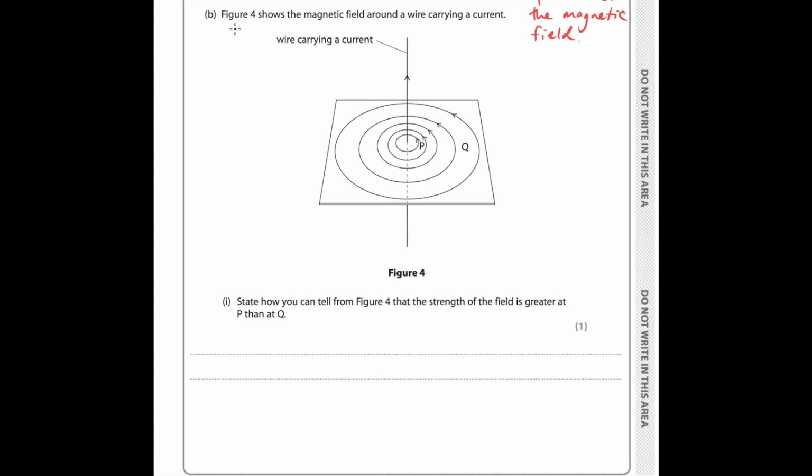Part B. Figure 4 shows the magnetic field around a wire carrying a current. And there we are. State how you can tell from figure 4 that the strength of the field is greater at P than at Q. So the strength of the magnetic field is determined by how close the lines are. So the lines are close together at P and they're far apart at Q.